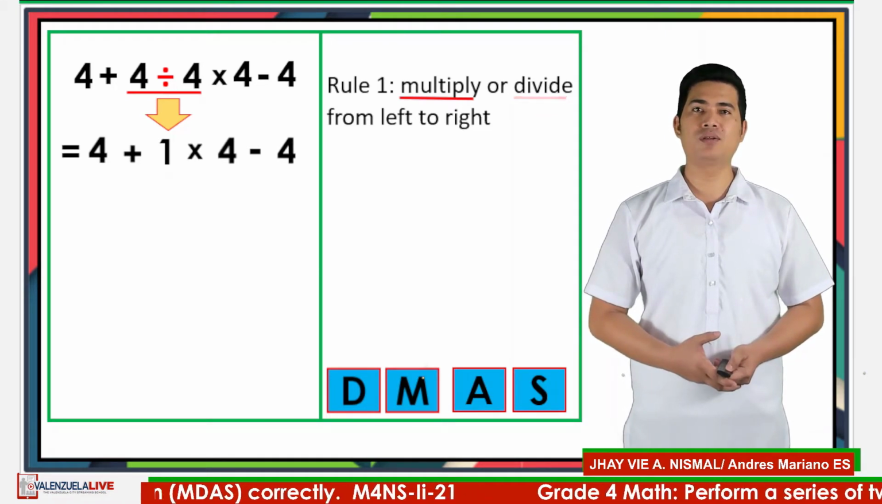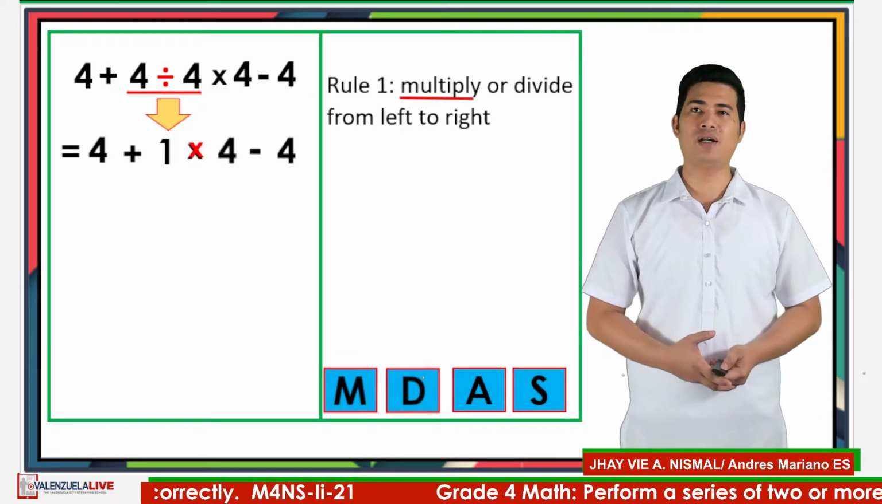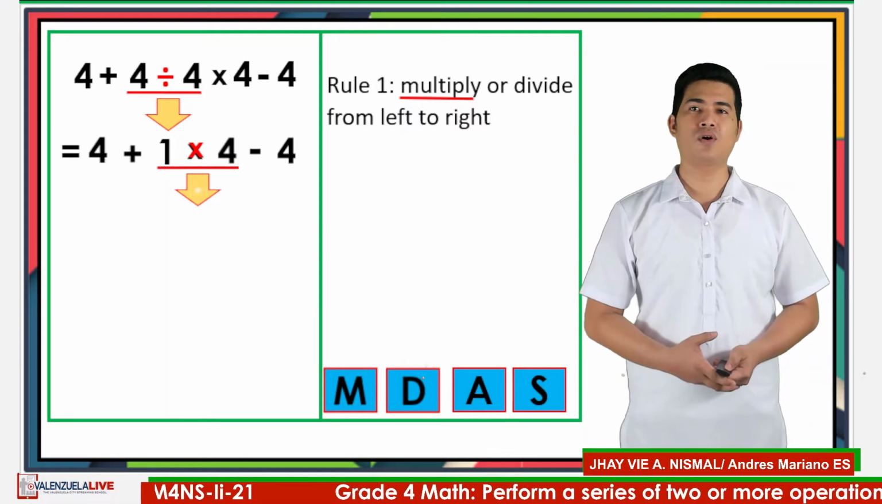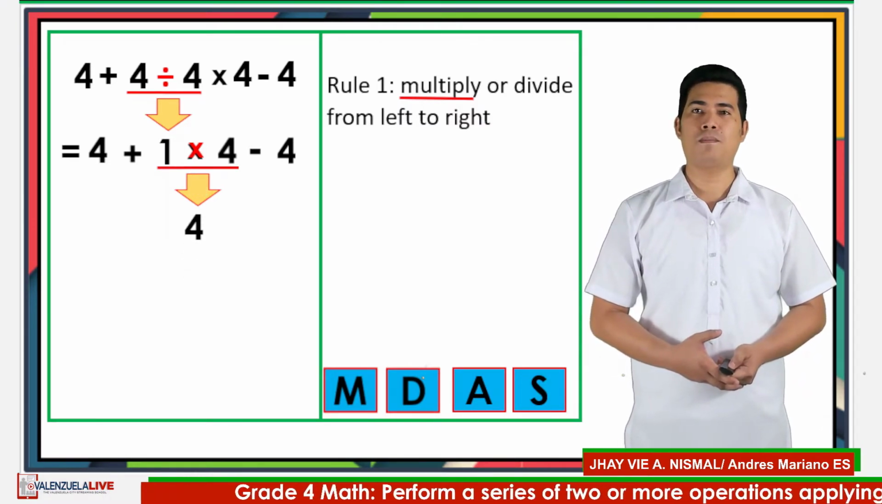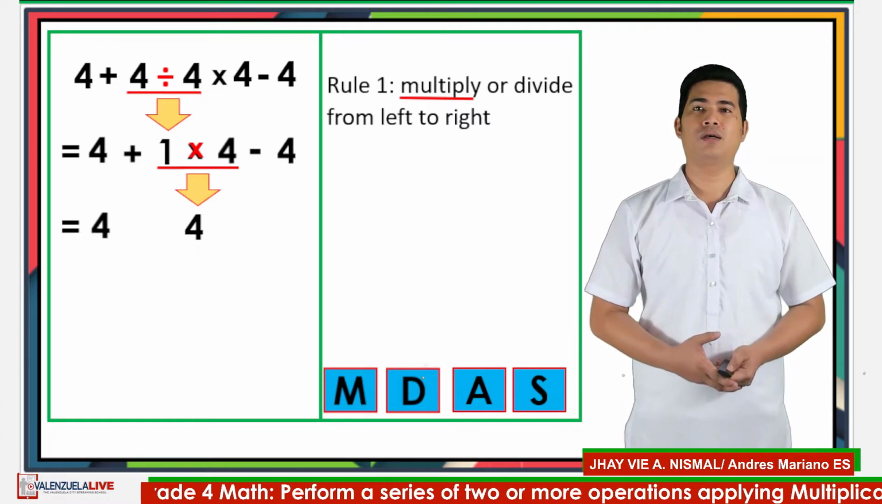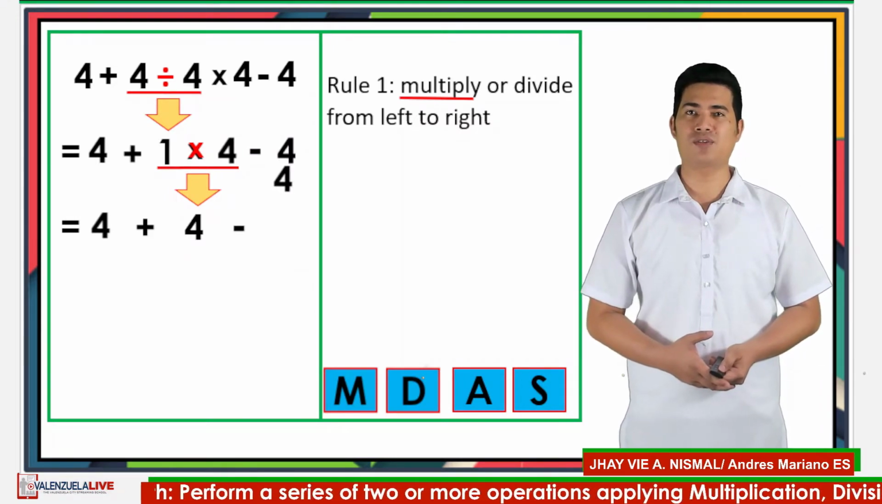Next, proceed to multiplication. 1 times 4 is equal to 4. Then bring down 4 plus sign minus 4.